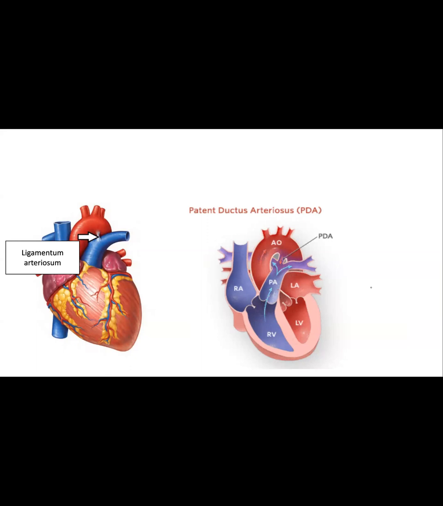But the aorta is a higher pressure system, and since blood likes to move from a higher pressure system to a low pressure system, and because there's high pressure in the aorta, the blood that comes from the right ventricle into the pulmonary artery continues to flow into the lungs.